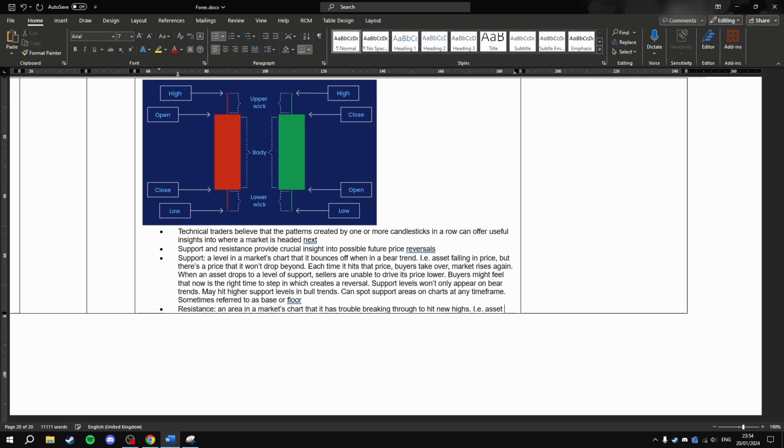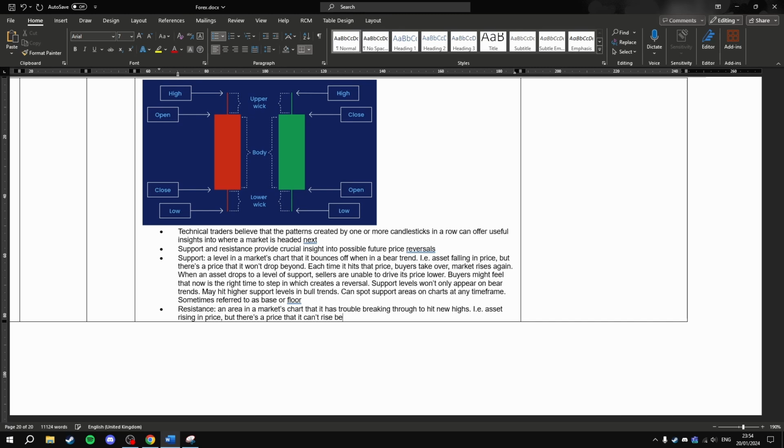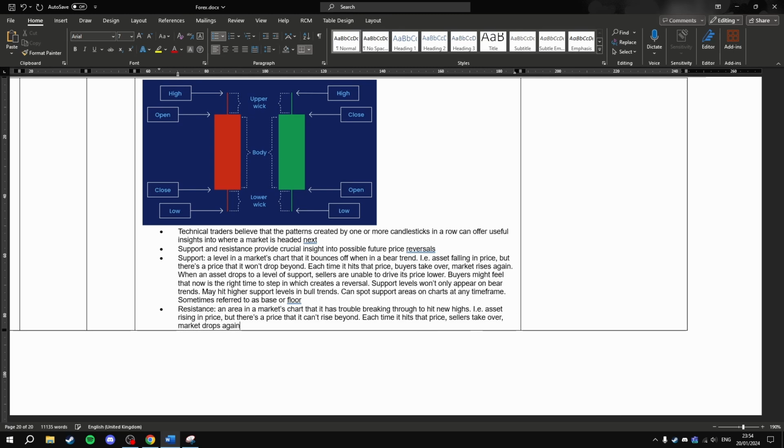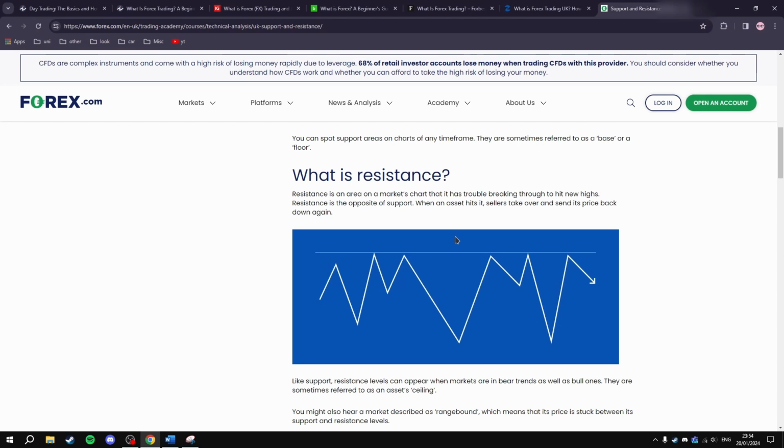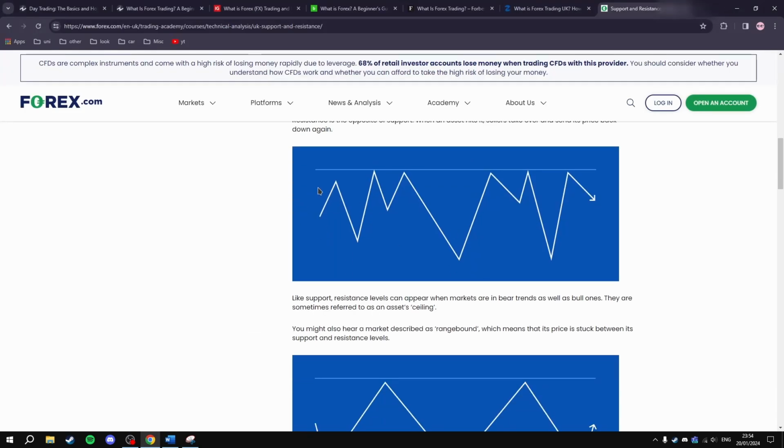So an asset is rising in price, but there's a price that it can't rise beyond. Each time it hits that price, sellers take over and the market drops again. So it hits, bounces back, again and again.